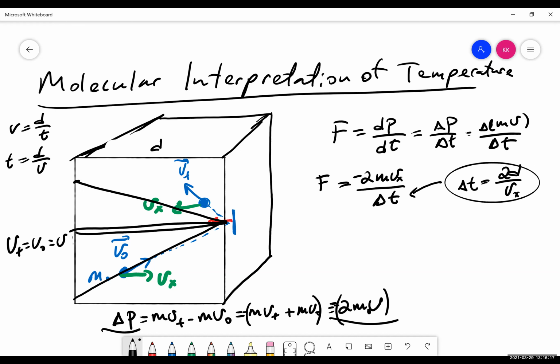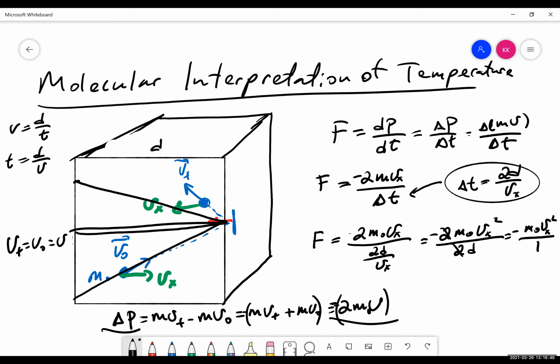So then the force is equal to 2 times m vx over delta t, which is replaced with 2d over vx. So then I end up with 2 mass times vx squared divided by 2d. This 2 can cancel out, and then I have negative m naught vx squared over d.